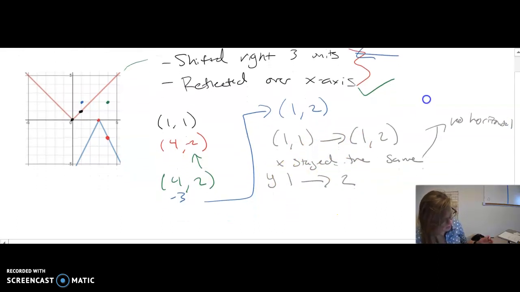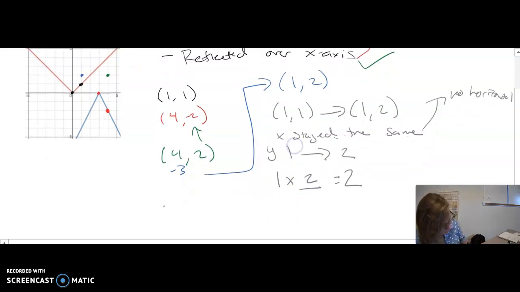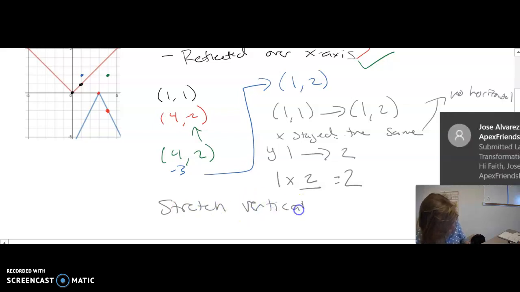And that kind of brings me to what I was talking about in class: how did 1 get to 2? Well, we have to multiply it by something. So 1 times what is going to equal 2? Well, 1 times 2 is going to equal 2. So that tells me that we stretched vertically by 2.